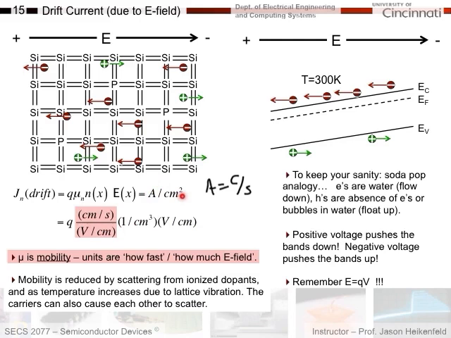So a little bit more about mobility. Mobility is never perfect. It's reduced by scattering from ionized dopants. It's also reduced as the temperature increases, as the silicon atoms are vibrating back and forth. They can get in the way of electrons trying to move forward. And as you increase concentrations, mobility goes down.